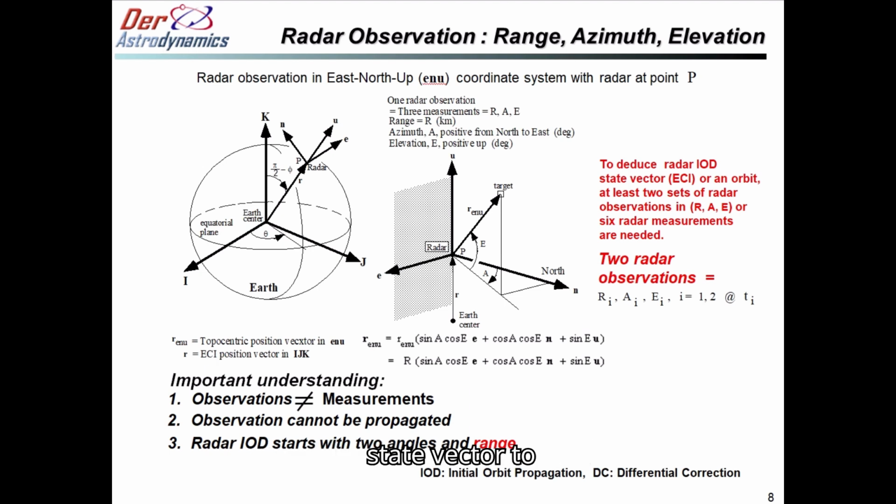Transformation of ENU state vector to ECI state vector is straightforward, and the source code can be found in my book, Astrodynamics Algorithms for Rapid Space Catalog Building. Again, it is important to understand: 1. Observations are not the same as measurements. 2. Observations cannot be propagated. 3. Radar IOD starts with 2 angles and range.